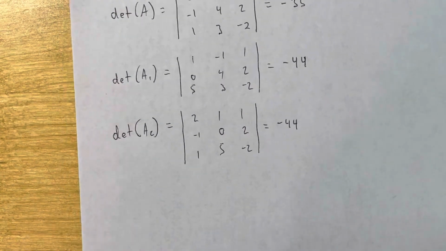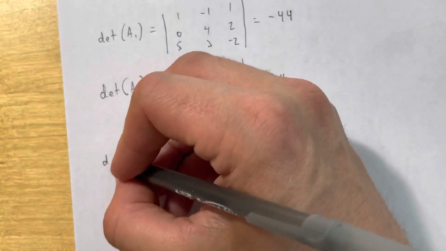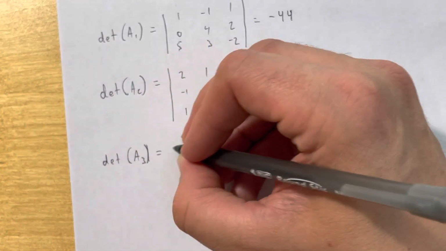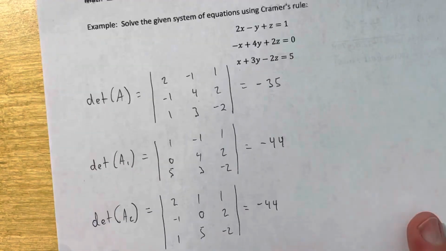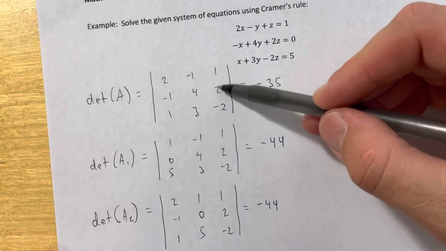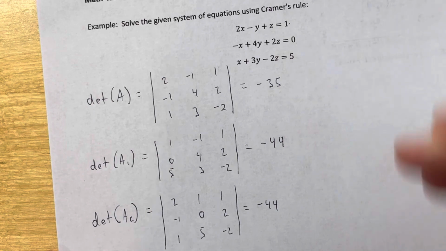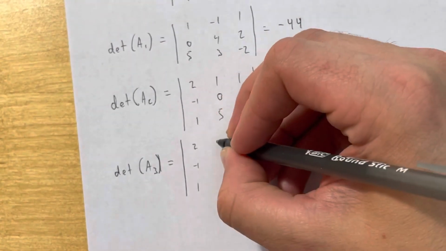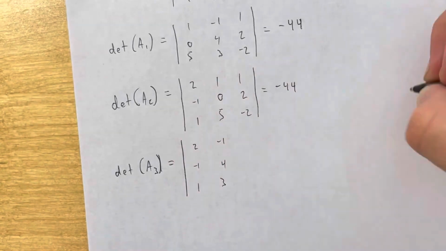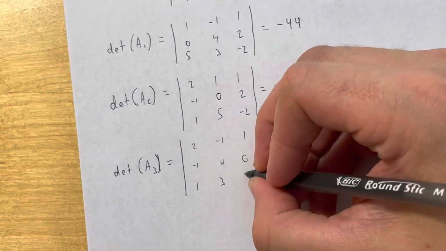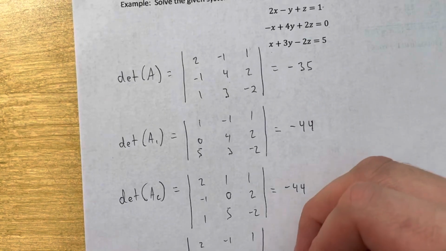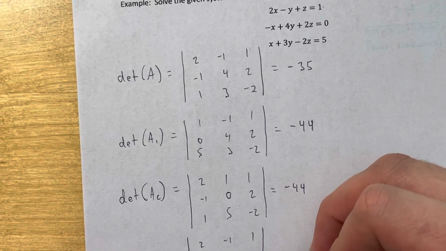And then my last determinant, of A3, is equal to, again, come back over here, replace only the third column with the numbers 1, 0, and 5. Nothing else changes. 2, -1, 1, -1, 4, 3, and then here's where my 1, 0, 5 will show up. And I'm going to evaluate the determinant. It comes out to 28.